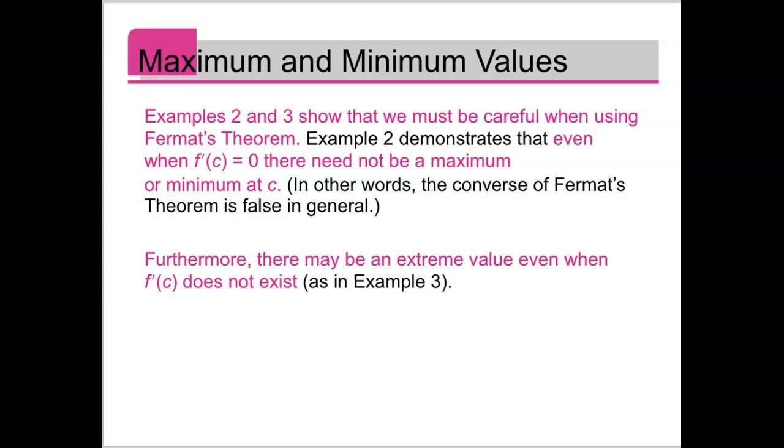All right, so those two examples are just showing us that we have to be really careful when we use Fermat's theorem. Even when f prime at a point does equal 0, there doesn't have to be a maximum or minimum. And there could be an extreme value when the derivative doesn't exist, like example 3.